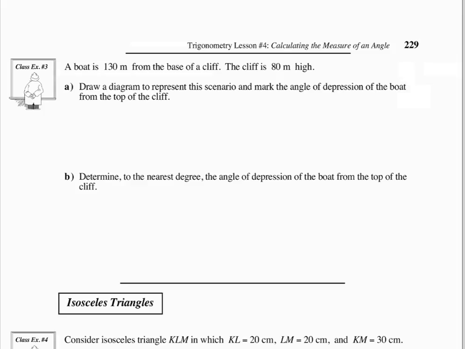This is fun because you get to draw pictures. How often do you get to draw? Unless you're in our class. A boat is 130 meters from the base of a cliff. The cliff is 80 meters high. Draw a diagram to represent this scenario and mark the angle of depression of the boat from the top of the cliff. Okay, so we have a cliff.